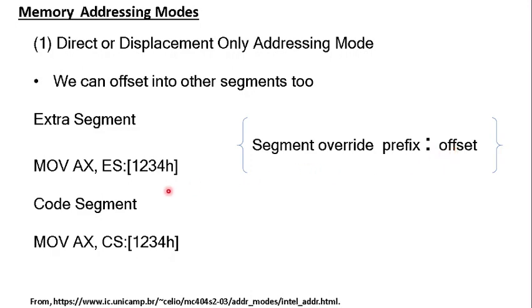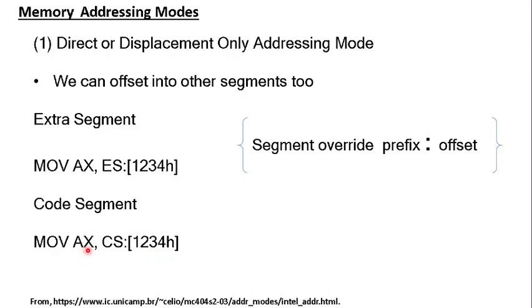Suppose that my operand is located within the code segment at 1234 displacement from the start of code segment. How can I move it to AX? Okay, this is how I will do it. I will specify the segment of interest, that is code segment, then I will put a colon, and then I will give the required displacement where my operand is located.